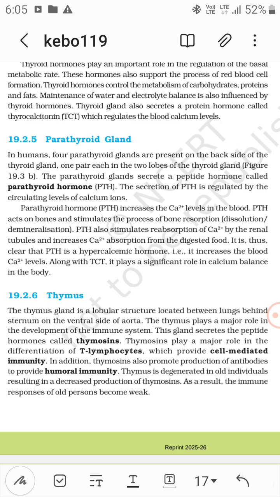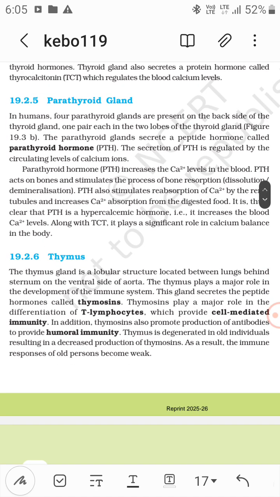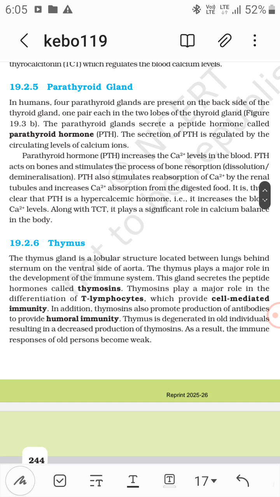So the parathyroid gland secretes a peptide hormone called parathyroid hormone, PTH. The secretion of PTH is regulated by circulating levels of calcium ions. Now, parathyroid hormone increases the calcium levels in the blood. How? It acts on bones and stimulates bone resorption, that is dissolution or demineralization.